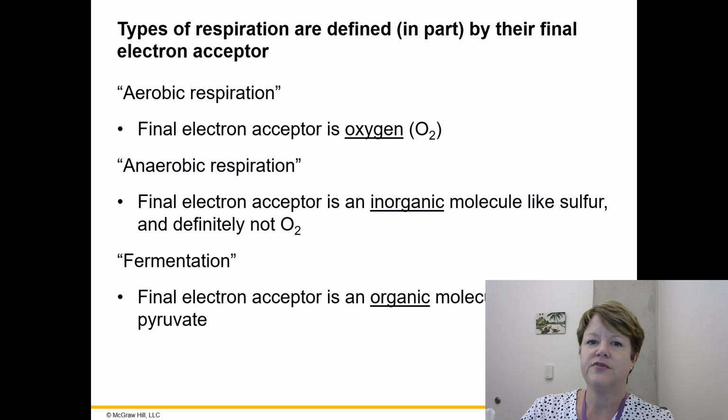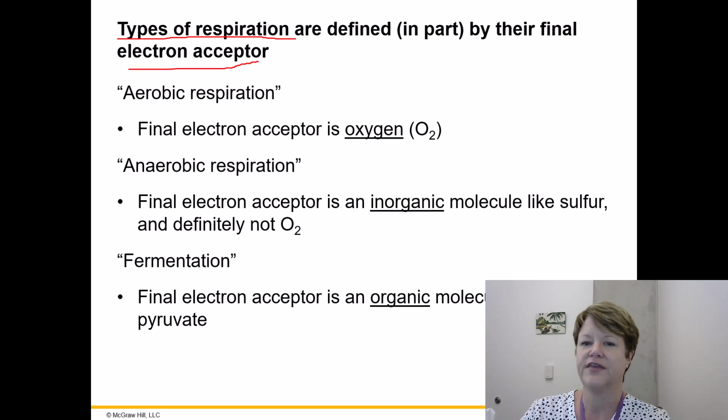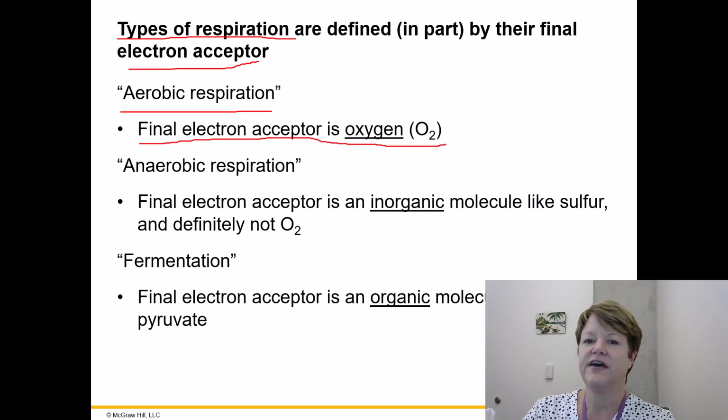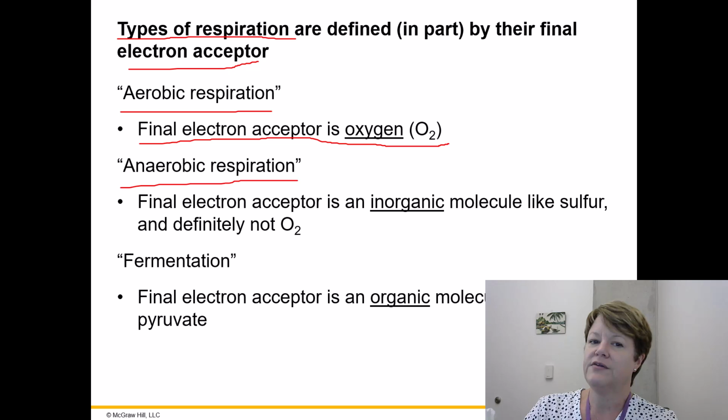So the types of respiration can be grouped in part by what the final electron acceptor is for that particular type of cell or for that particular pathway. Some cells do what's called aerobic respiration. In that case, that means that the final electron acceptor for that process is oxygen. So oxygen does come into play for cells that do what we call aerobic respiration, which we do. Humans do. But some organisms do what's called anaerobic respiration.